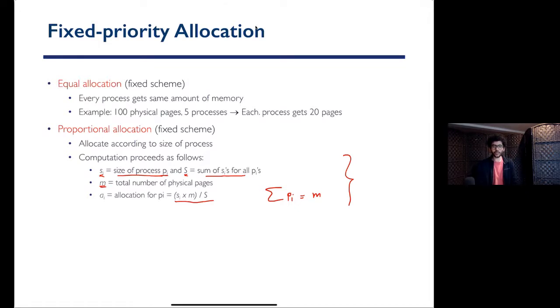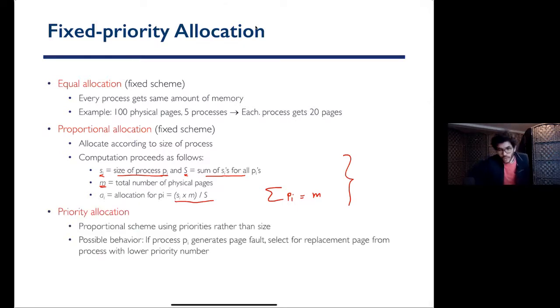Because you're going to give more to the one that needs it more, it's going to be good for performance, but not necessarily good for fairness, because what if one process is asking and demanding for more than its fair share.